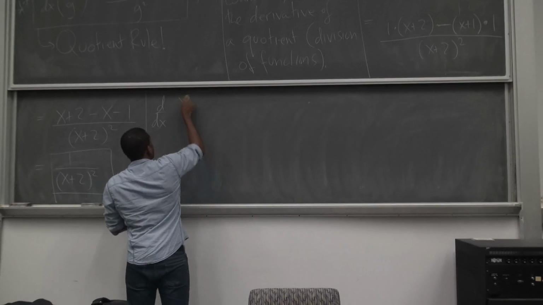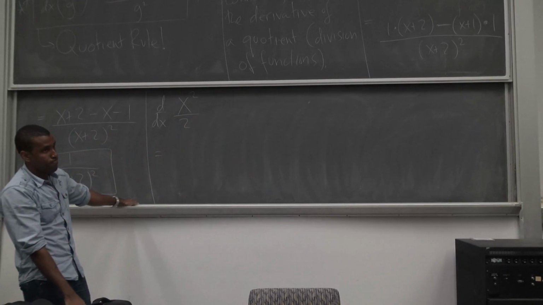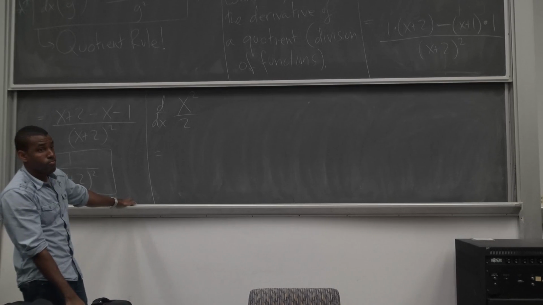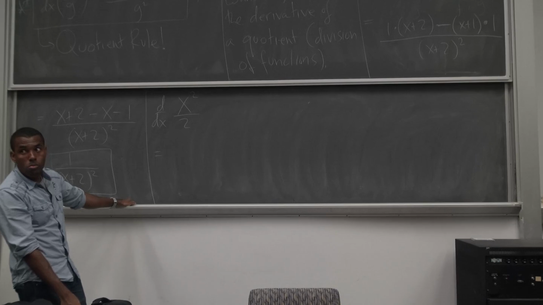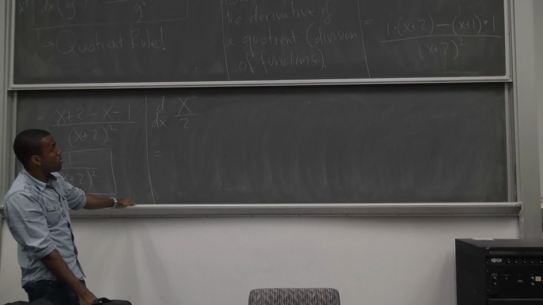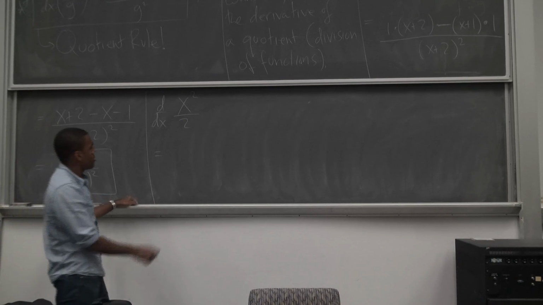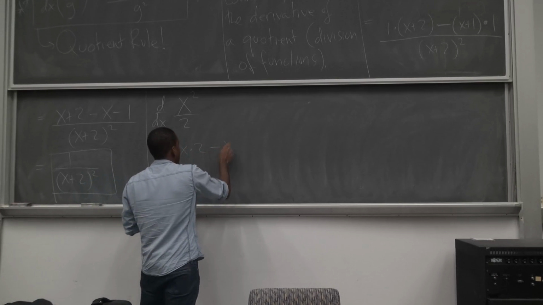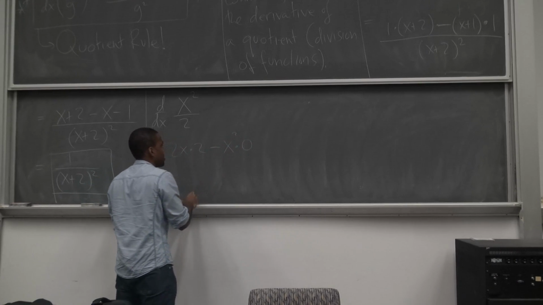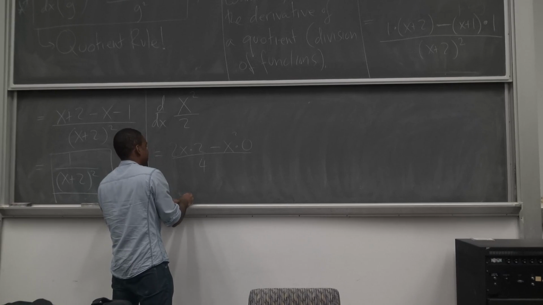Well, this one. How do we do that? It would be 2x times 2 minus x squared times 0, over 4. So then it would just be 1/2 x.